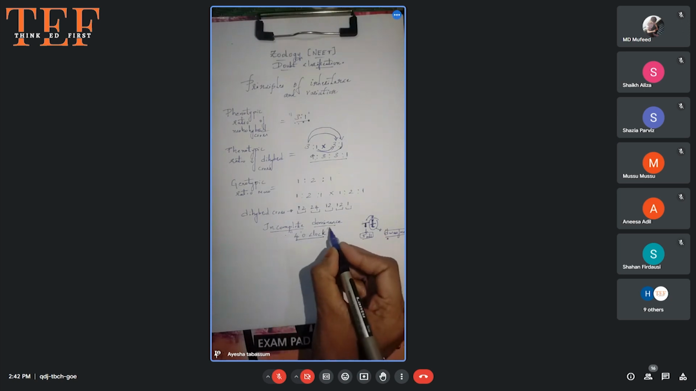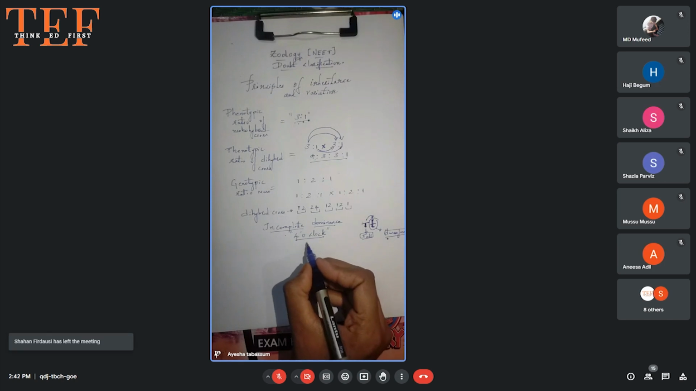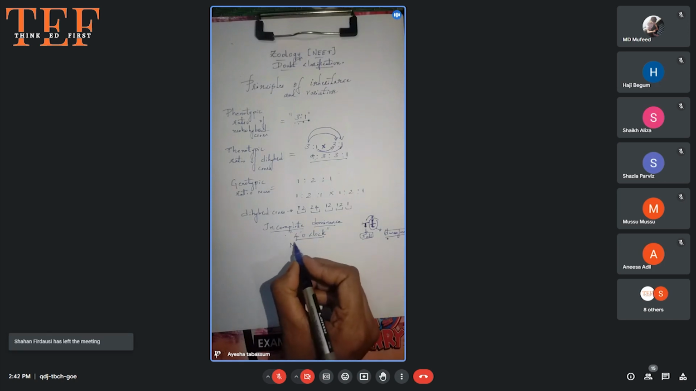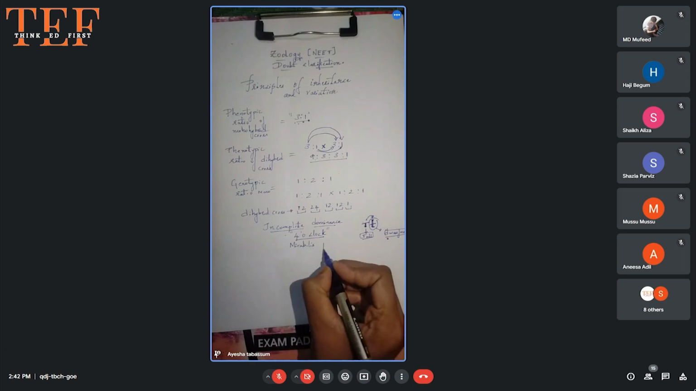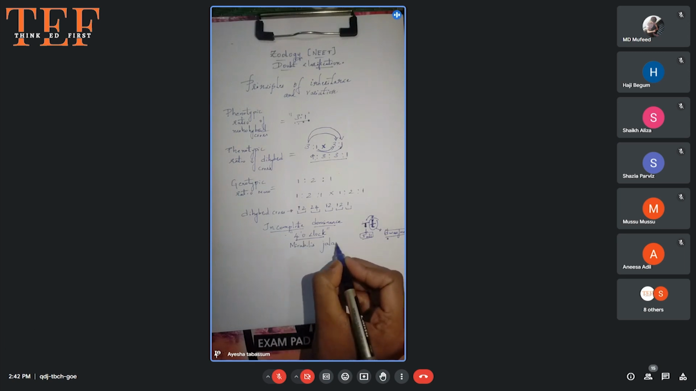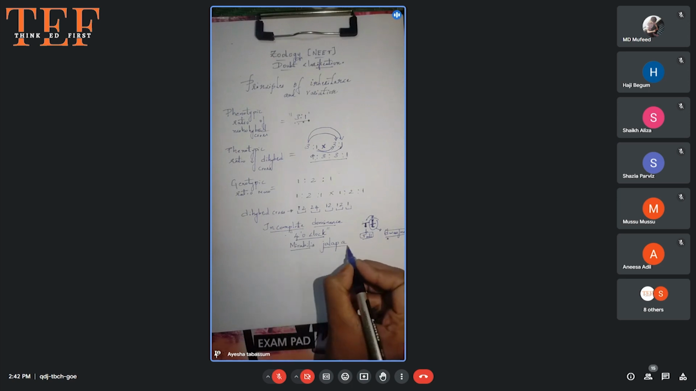4 o'clock plant. So, what is the scientific name of the 4 o'clock plant? Mirabilis jalapa. Mirabilis jalapa. This is the 4 o'clock plant.